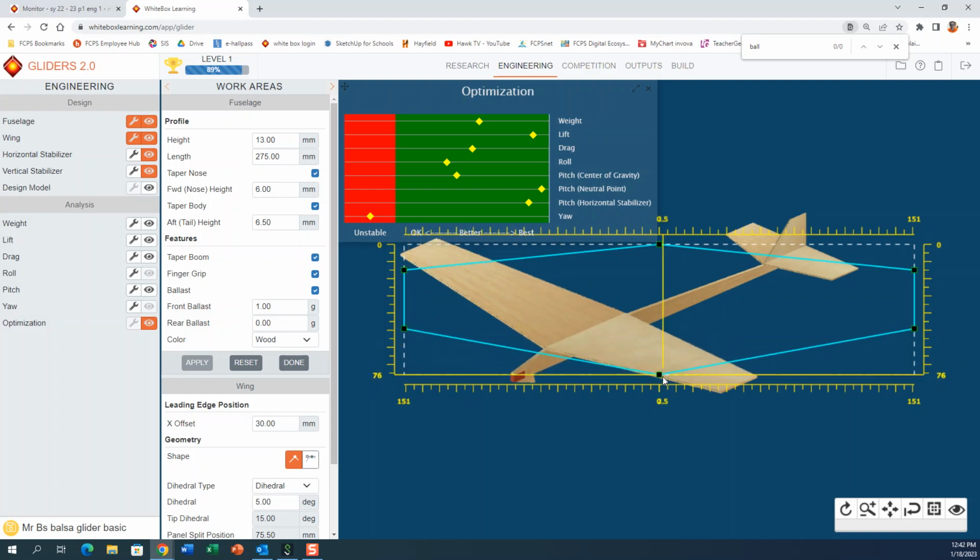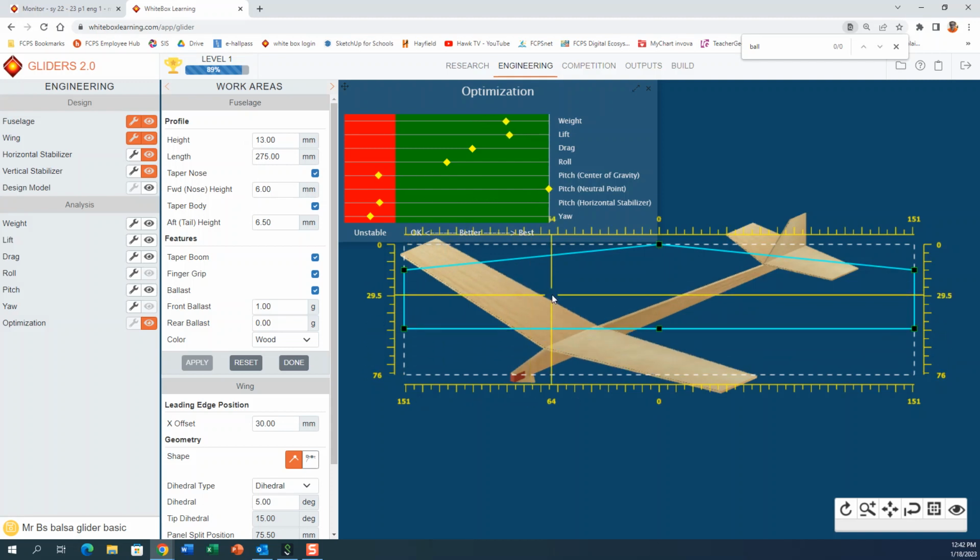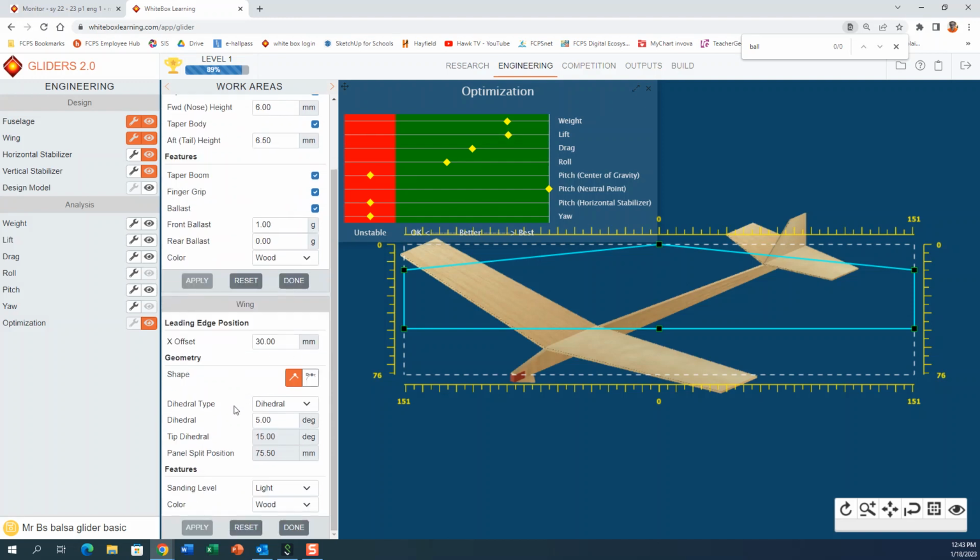So we can just, using this CAD-like program here, try some different shapes. We do want to get a lift score, but we don't want to make the plane too heavy overall as well. Now, let's scroll down here a little bit.